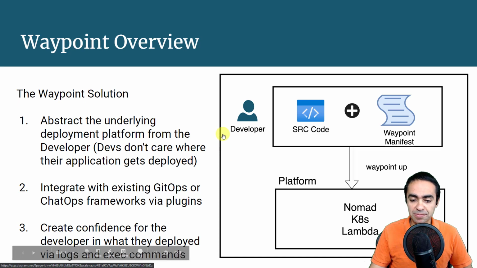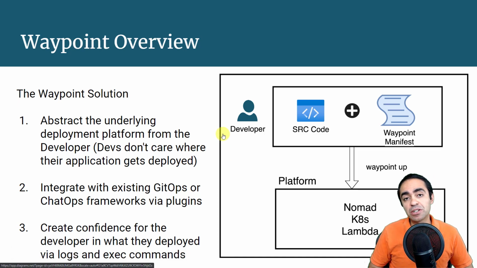That's the idea. And finally, the last point here is to create confidence for the developer in what they deployed. And Waypoint does that via Waypoint logs and Waypoint exec commands. These commands give you the ability, just like you do docker logs or kubectl logs, but these are specific to specific platforms, right? Nomad has its own way of looking at logs for different allocations.